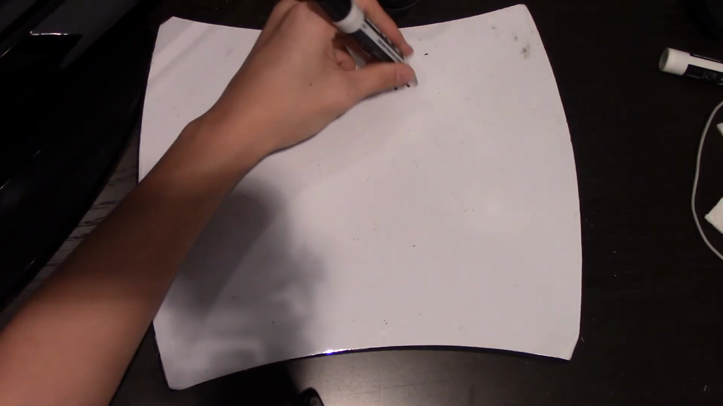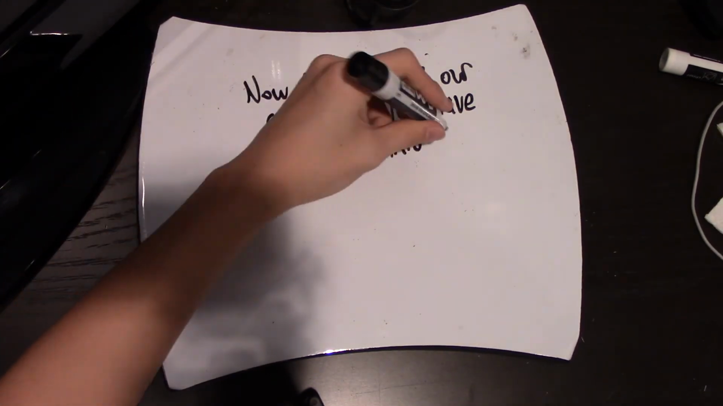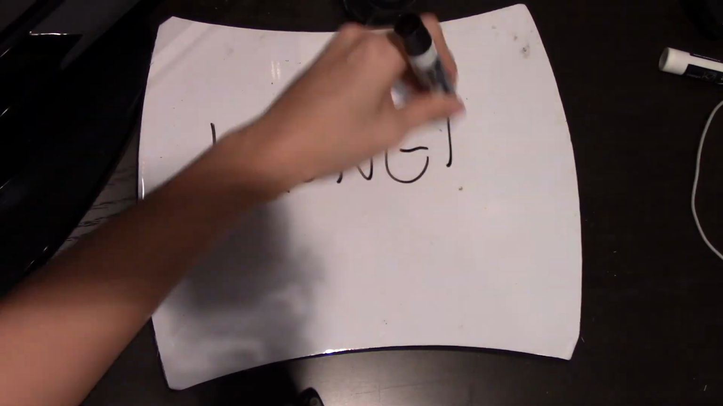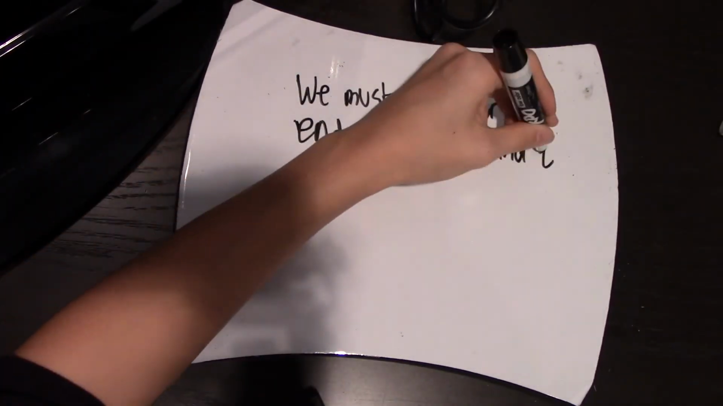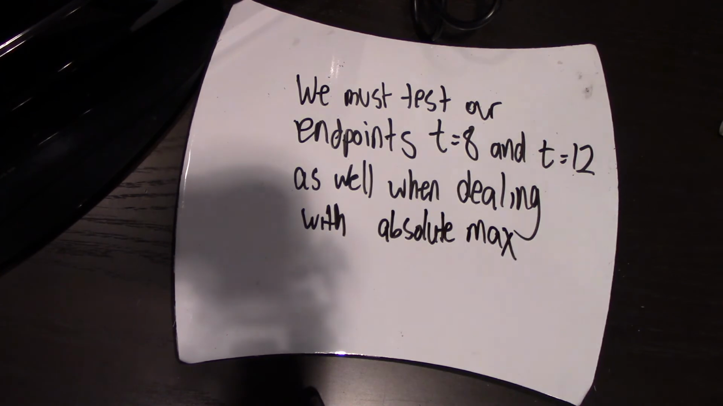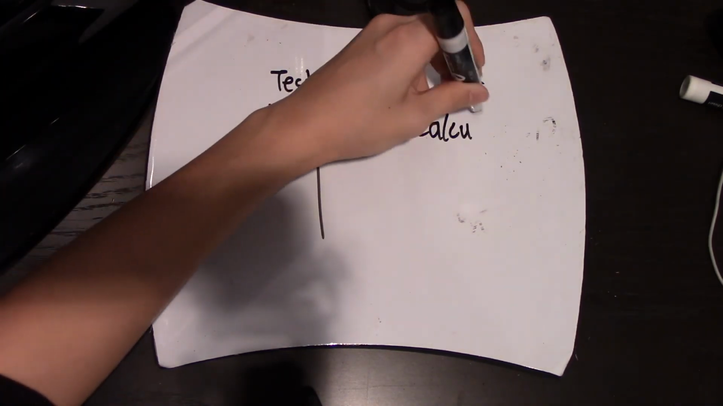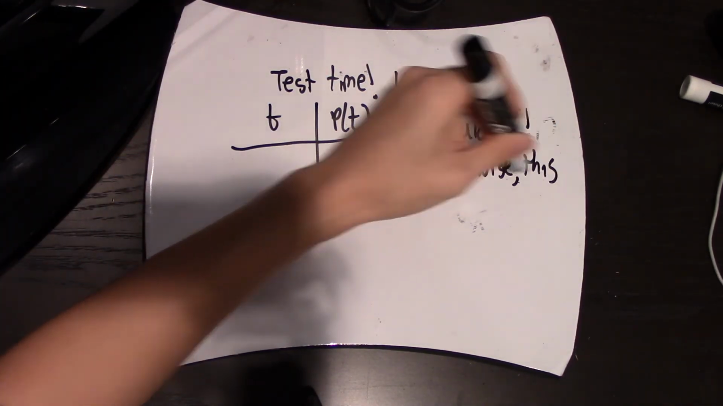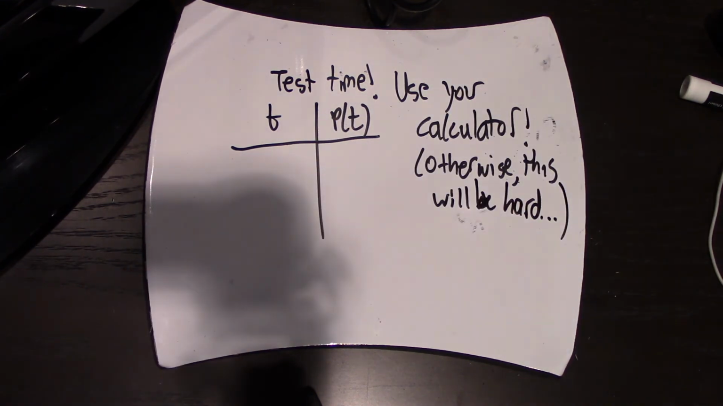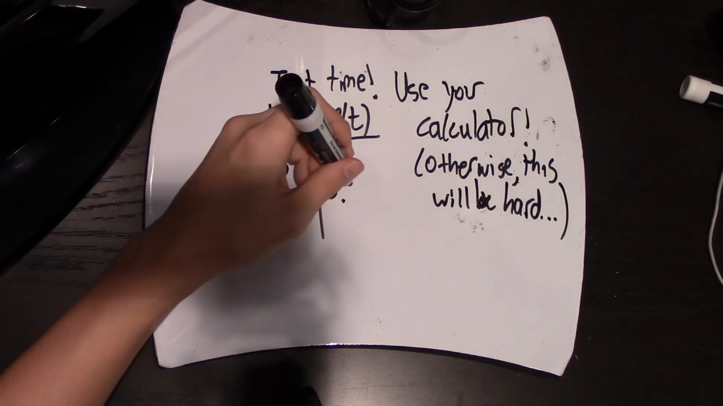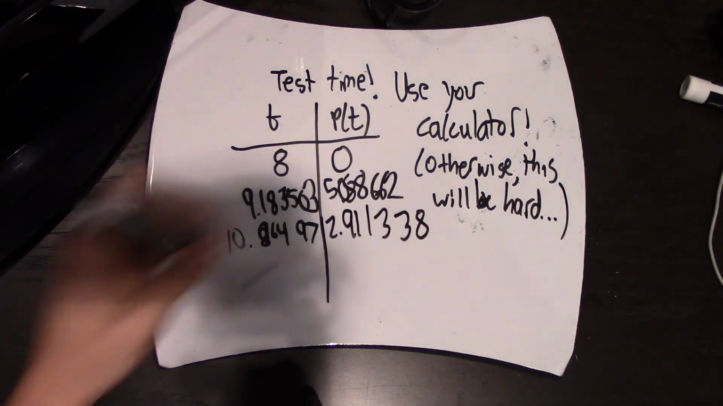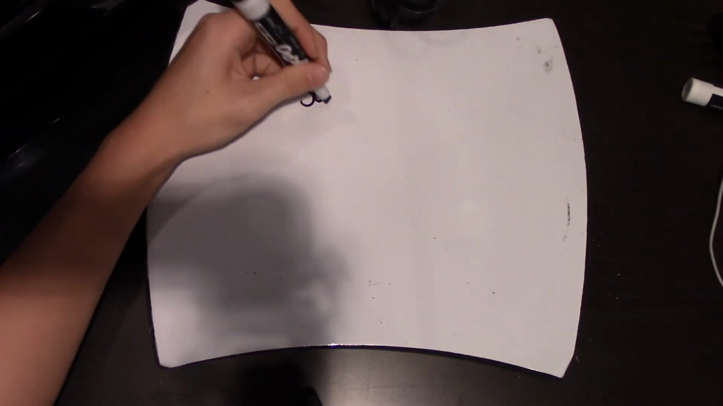All we have to do is plug these values back into P of T and choose the larger one that comes out. Right? Wrong. When dealing with absolute maxes, keep in mind that we have to test our endpoints as well, which are in this case t equals 8 and t equals 12. We plug all our values back into the equation of p of t using our handy dandy calculator. This part can be solved without a calculator, but it is not recommended seeing that there's much more work to be added. And we get that at t equals 12, the entries are being processed the fastest, since p of t is referring to the rate.